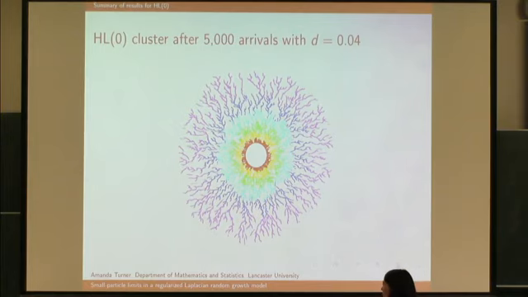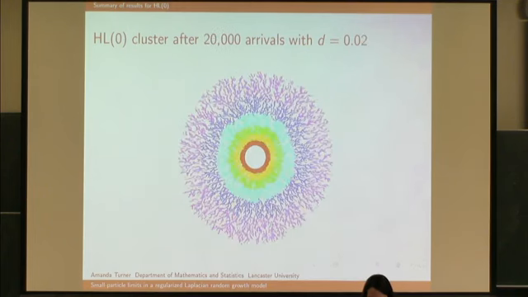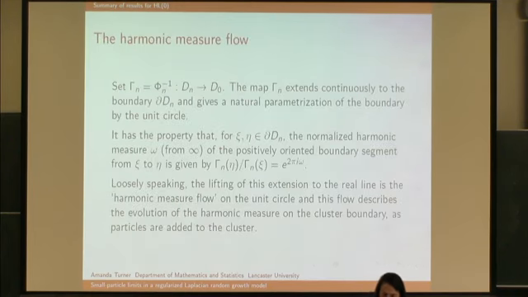There's a more detailed analysis that we can do to try and understand this tree-like genealogical structure. In order to understand this, we need something that we call the harmonic measure flow. In order to construct this flow, we need the inverse mappings of our clusters.